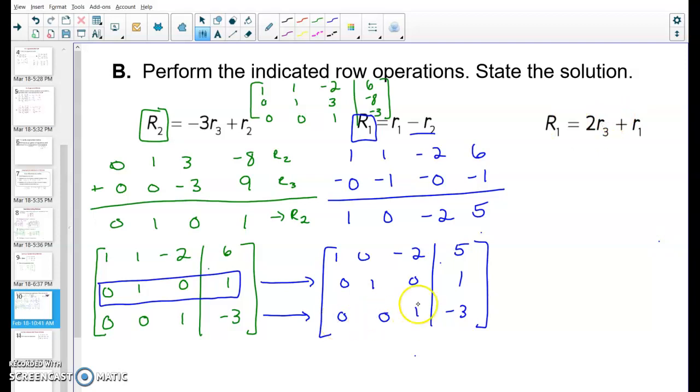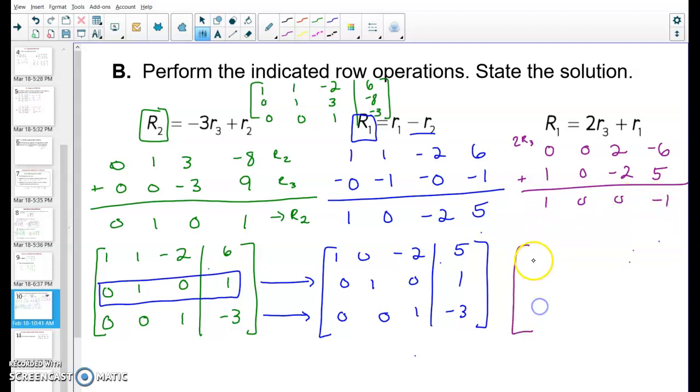So again, we're pulling from the blue matrix now. So we're pulling from our most recent matrix. 2 times row 3, so that's going to be 0, 0, 2, negative 6. And then we're adding that to row 1, 1, 0, negative 2, and 5. I'm going to add those together. Okay, and this now becomes our new row 1.